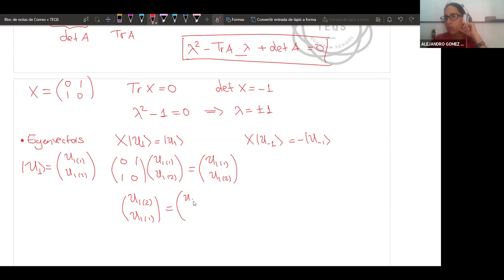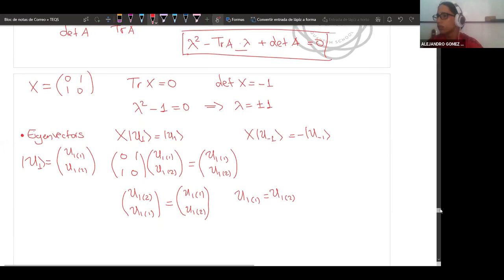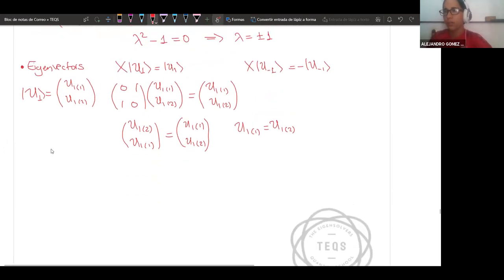This equation must hold for an eigenvector with eigenvalue one. From here, we can conclude that those two components must be the same. So we can write our eigenvector as some constant c times (1, 1), because the two components are equal. But recall that we need a state vector to be normalized. What is the normalization factor? We have to divide by the magnitude of the vector, so we get one over the square root of two, times (1, 1).